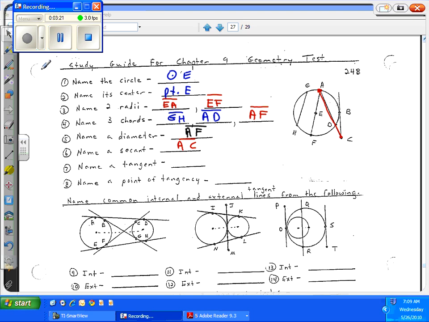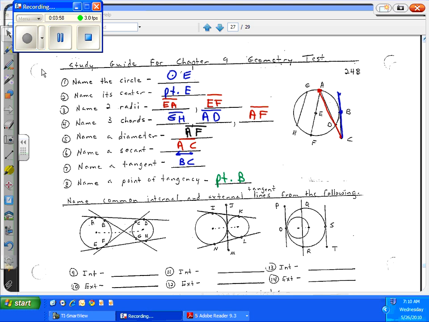A tangent is a line that lies in the plane of a circle. It intersects a circle in one point. Now, we've talked about a segment as being a tangent also. Line BC would be a tangent line. We could say that segment BC is tangent. The point that tangent line intersects the circle at is called the point of tangency. So point B would be a point of tangency. Any questions on the first day?